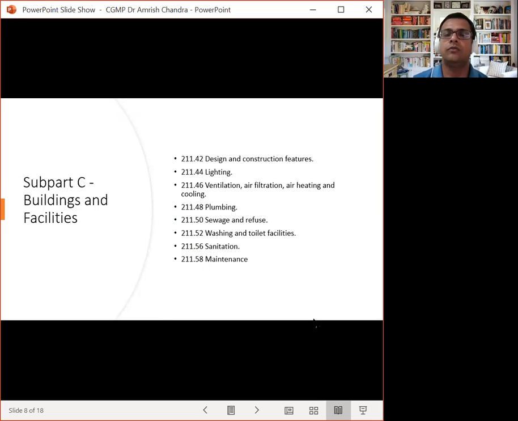Subpart C of Part 211 CFR deals with buildings and facilities. It is about the design, the lighting, how the ventilation, air ventilation, and heating and cooling systems should work in a building, the plumbing system, the sewage, the washing and toilet facilities, and how sanitation and maintenance should work. So this section basically deals with the various infrastructure facilities that should be available in our production unit, to be certified for good manufacturing practice.